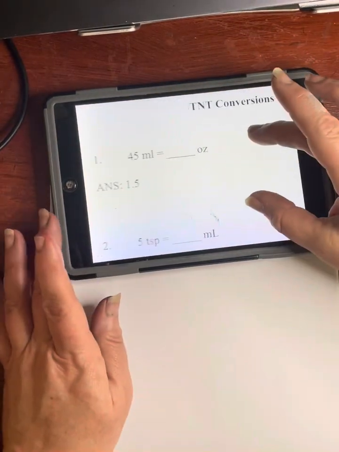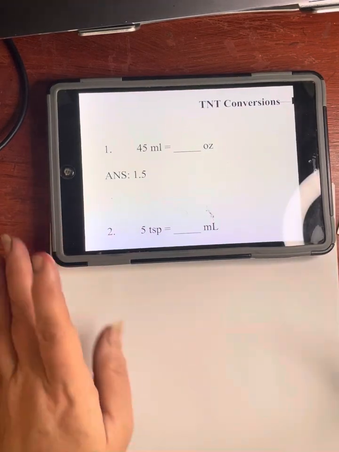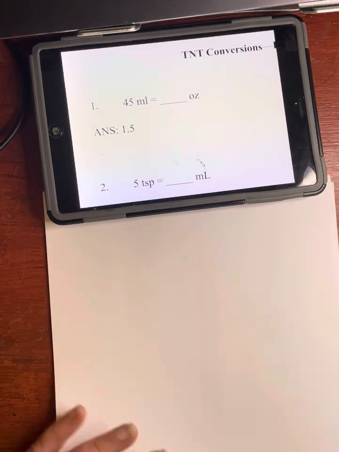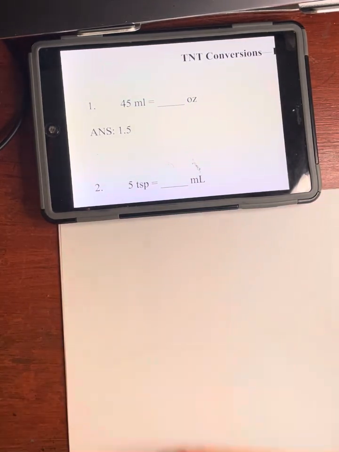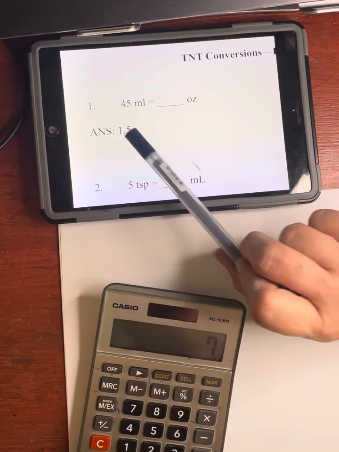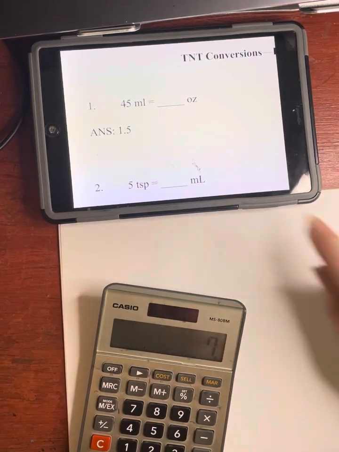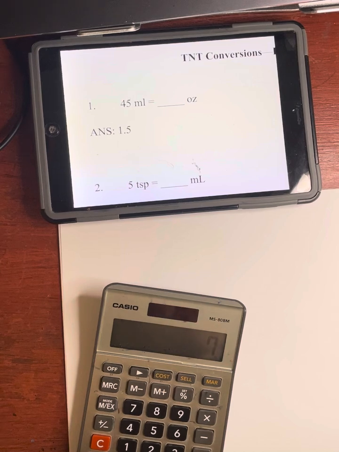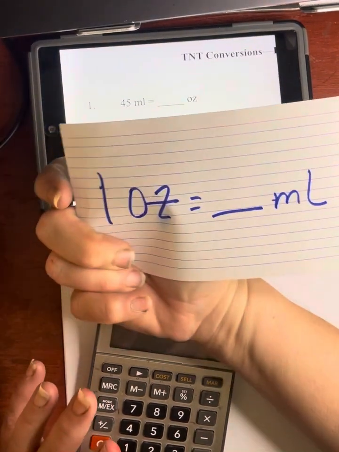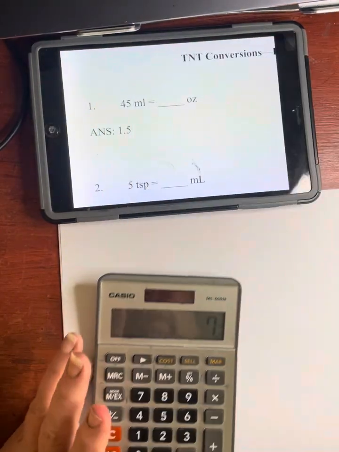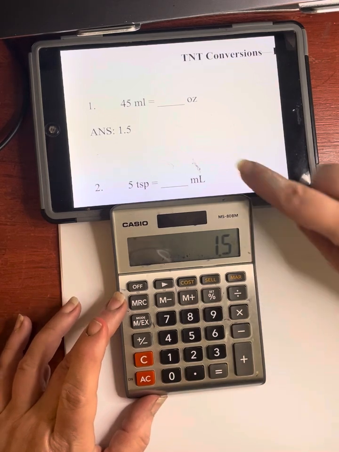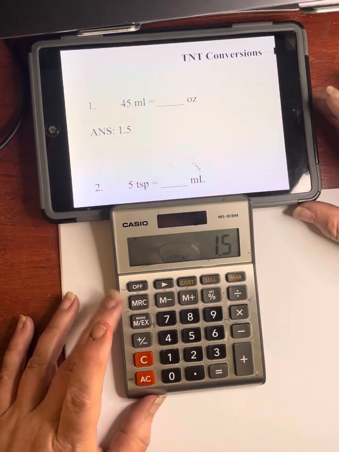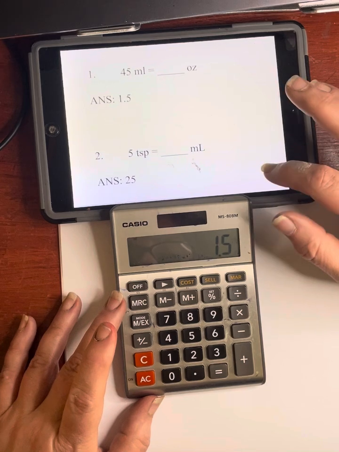So I have these practice problems, and this iPad doesn't work right, but we're going to do it anyway. So look, 45 milliliters is how many ounces? I know the answer's there, but if you don't know how to get it, it don't help you. We know 1 ounce is 30 milliliters. So if we divide 45 divided by 30, it tells us it's 1.5. You see that?